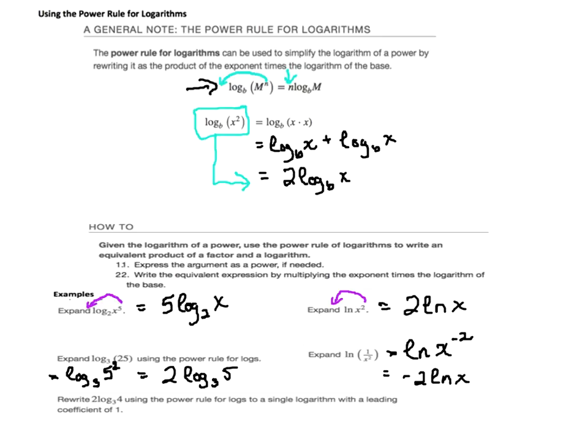And then finally, we have 2 times the log base 3 of 4. And it says to use the power rule to write a single logarithm with a leading coefficient of 1. So what they're asking us to do here is bring that 2 back up so that I have a coefficient of 1 on my logarithm. So we're working in reverse here. So this is the same thing as log base 3 of 4 squared, which is the equivalent of log base 3 of 16.